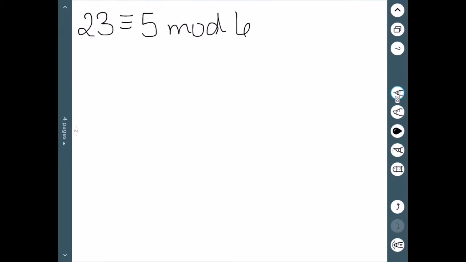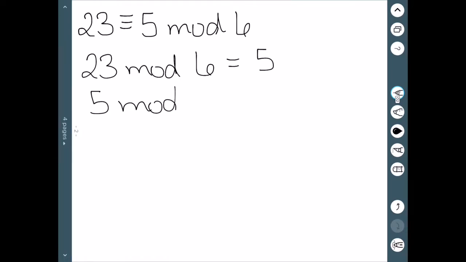Going back to our previous examples, 23 mod 6 wants to know what is the remainder when we divide 23 by 6. Well, 6 goes into 23 3 times with a remainder of 5. In addition, we know that 5 mod 6 is equal to 5. Therefore, yes, these are congruent since 5 is equal to 5.